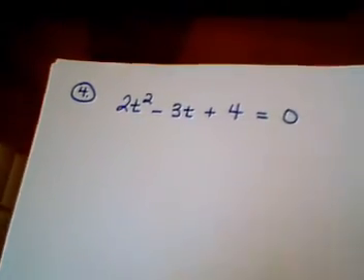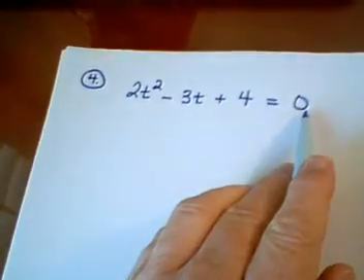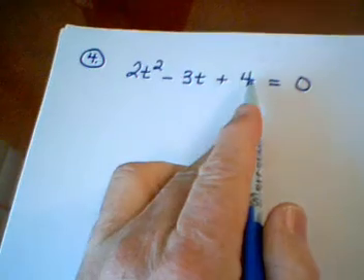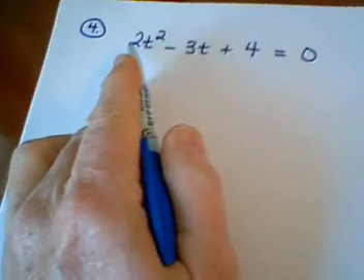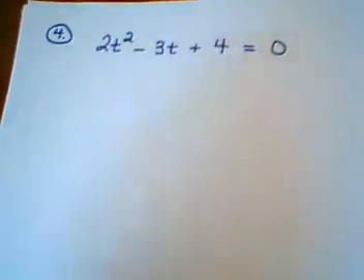Now, here's what I mean by standard form. One side's equal to 0. The other side is in descending power order, and the lead coefficient is positive. Always the best way to work.